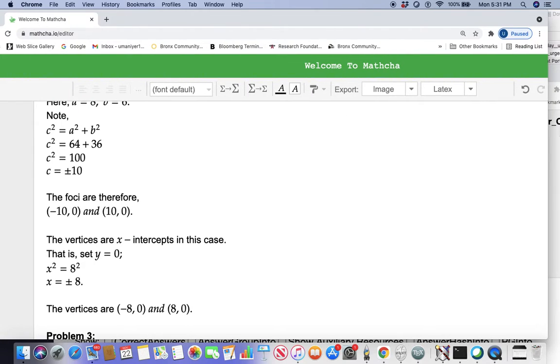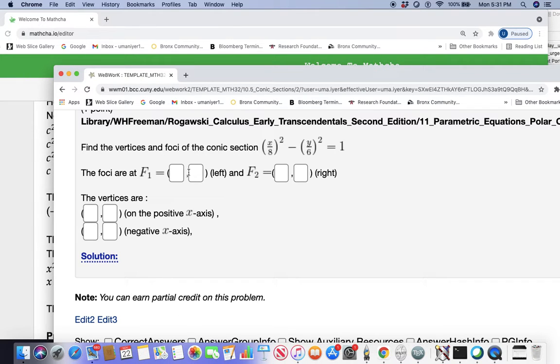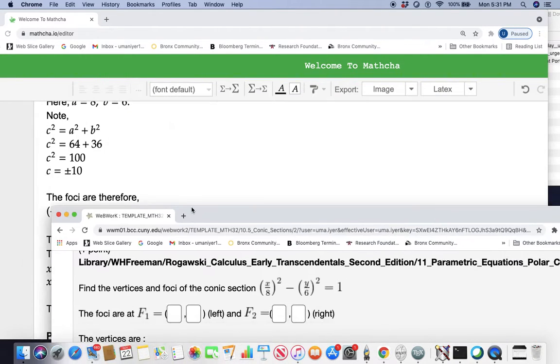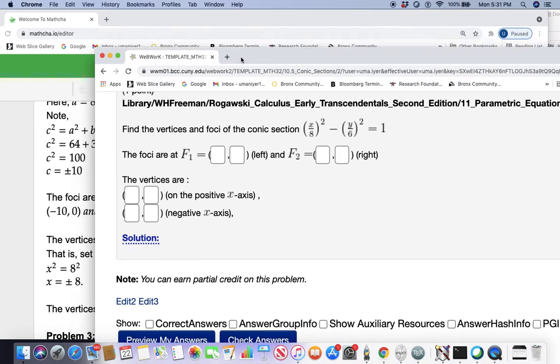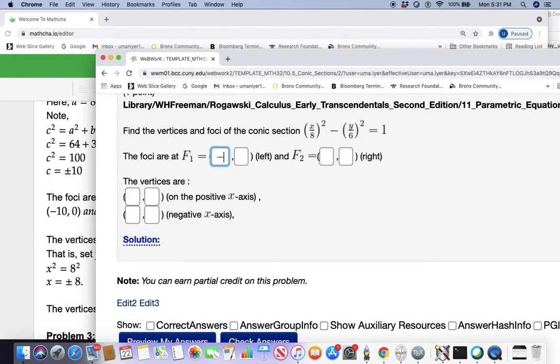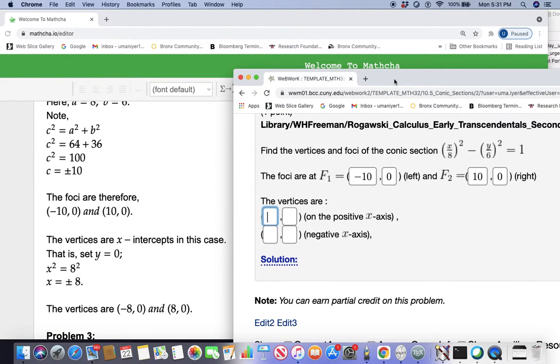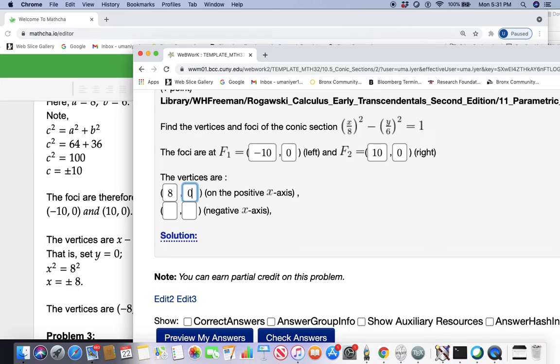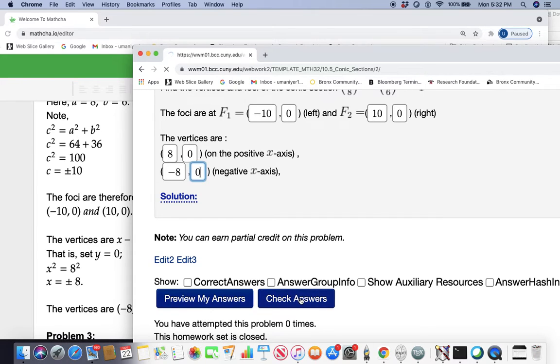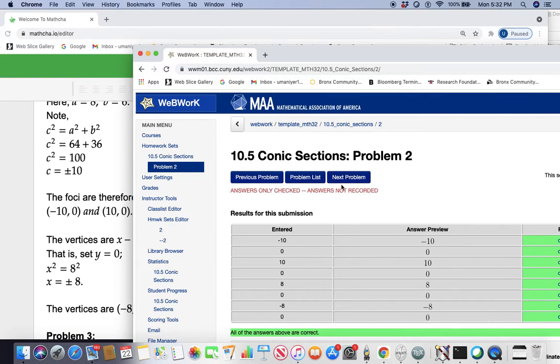So let's see. The foci were negative 10, 0 and 10, 0. And the vertices, the positive is 8, 0. On the negative side, it is negative 8, 0. All right, let's check. They're all correct.